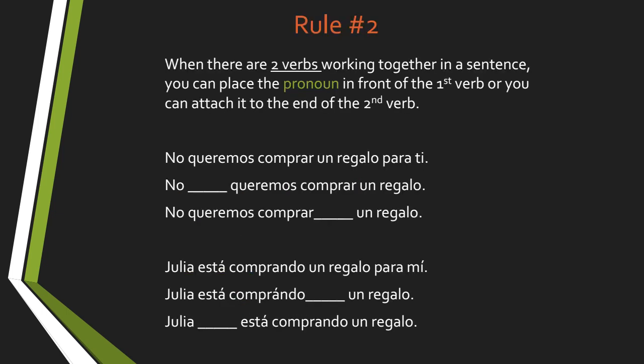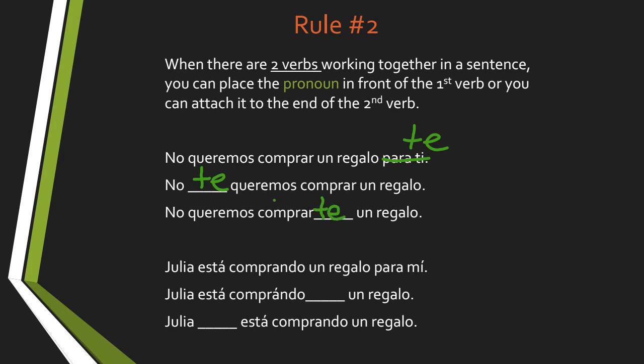And here we have our second rule for pronoun placement. So when there are two verbs working together in a sentence, you can place the pronoun in front of the first verb, or you can attach it to the end of the second verb. So you have a choice here, all right? So if you have no queremos comprar un regalo para ti, we don't want to buy a gift for you. If you're going to replace your indirect object here with a pronoun, then you can either put that pronoun in front of the first verb, or you can attach it to the end of the second verb.